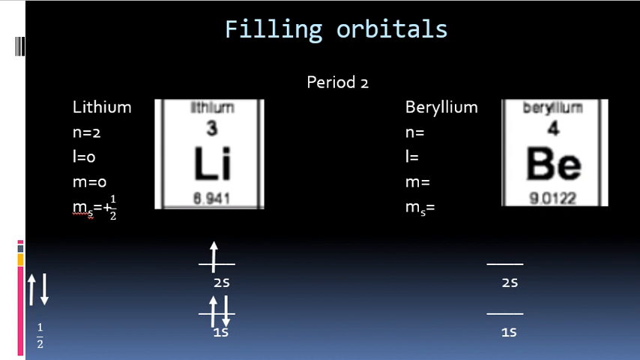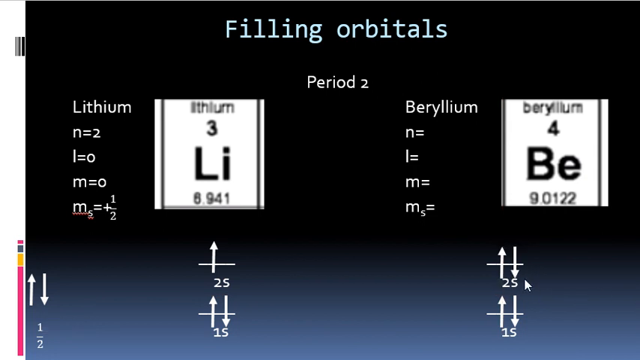Now let's look at beryllium. Beryllium has a total of 4 electrons, which includes the internal electrons and the outermost electrons. So since we have 4 electrons and we're only looking at the 1s and the 2s orbitals, we can use 2 of those 4 electrons to fill the 1s orbital, and then the remaining 2 electrons can be used to fill the 2s orbital.